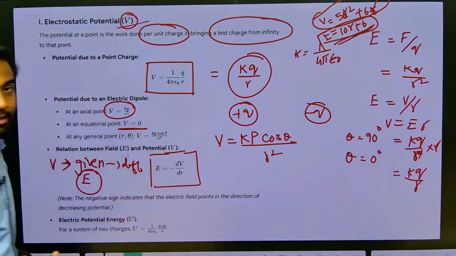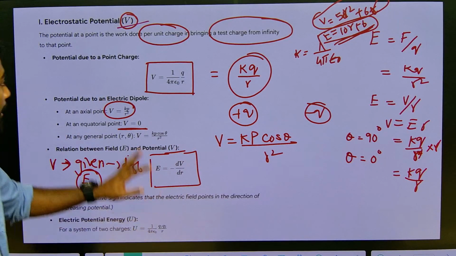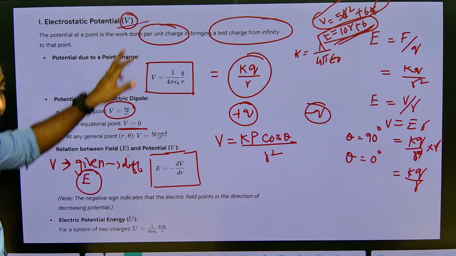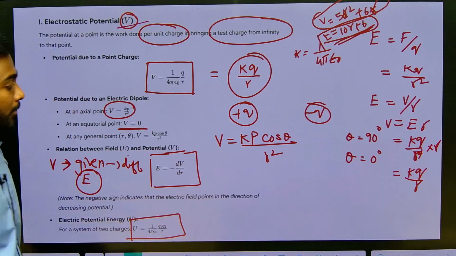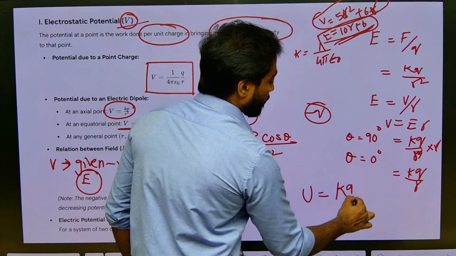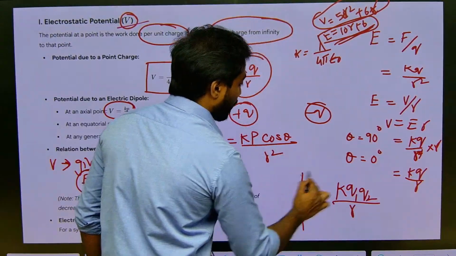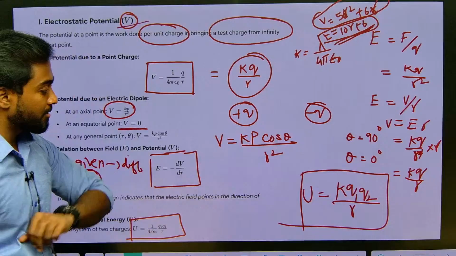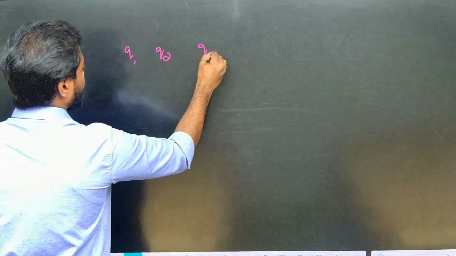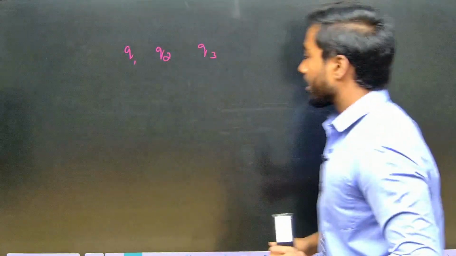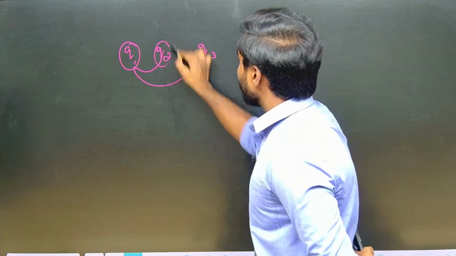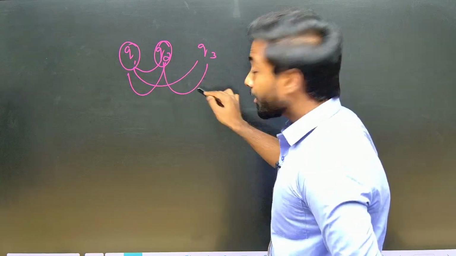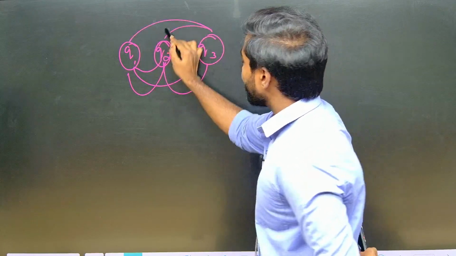And for electric potential energy U, the formula is U equals k q1 q2 by r. When we talk about multiple charges, for example q1, q2, q3 charges are there, q1 will be acting on q2 and q3, q2 will be acting on q1 and q3, and q3 will also be acting on q1 as well as q2.